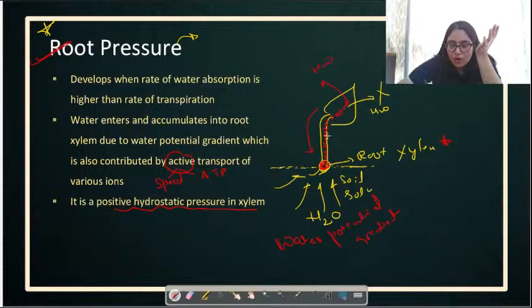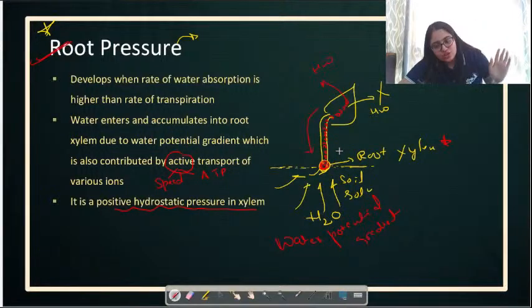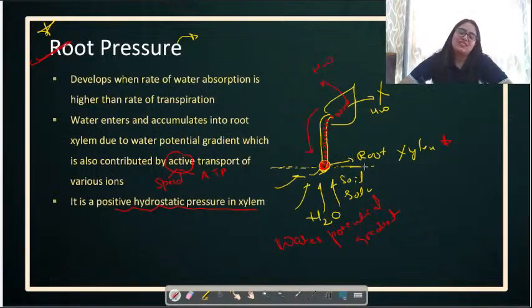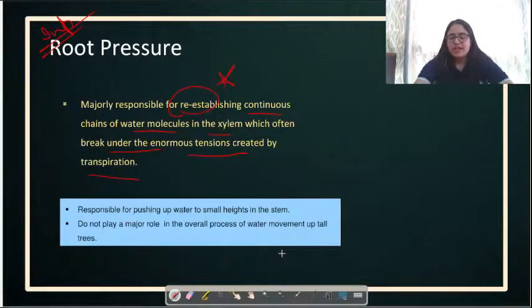So in this whole tension that is created in the leaf and stem xylem, which can actually break this continuous stream of water, this root pressure will make sure that this continuous stream does not break up. It keeps on adding water molecules in this continuous apoplastic stream of water in xylem. Alright, my kids. It is responsible for pushing water to a small height in the stem. It does not play a major role in the overall process of water movement up tall trees.